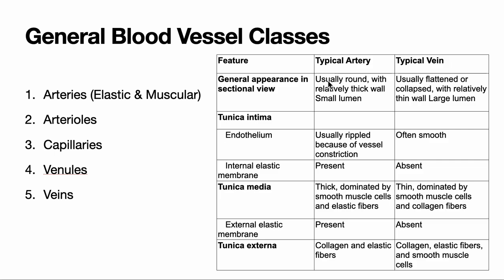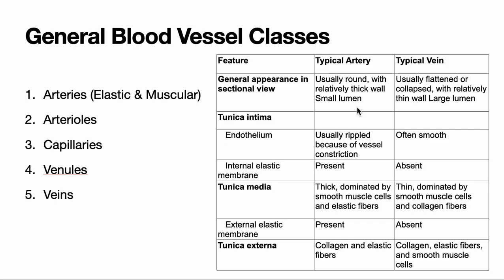So in our chart over here, we can get a nice broad overview of the differences between a typical artery and a typical vein. But let's just remember that within each of those major classes, there may be some tweaks to these characteristics. So when we look at an artery in a sectional view, typically arteries are round. They usually have a pretty thick wall and they have a relatively small lumen. Veins, on the other hand, are not normally round. They tend to be collapsed or flattened. They're usually pretty thin walled, and they actually have quite a large lumen.